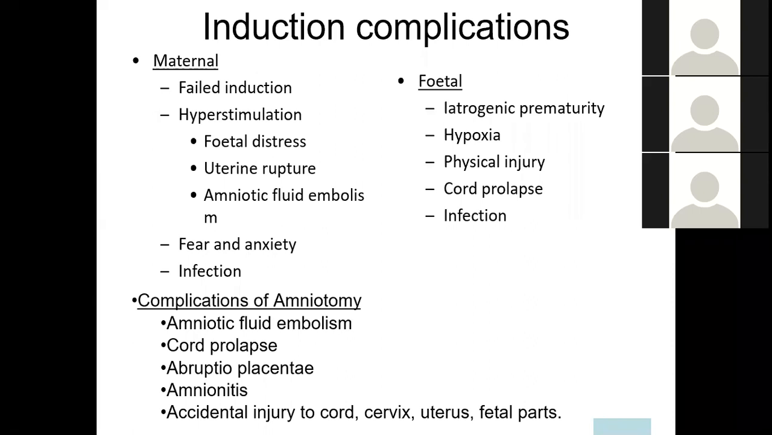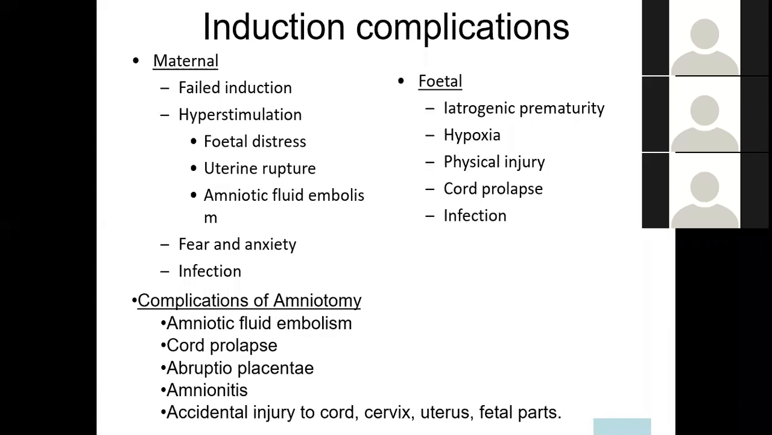And finally, the complications of amniotomy, which is artificial rupture of membranes. We can have amniotic fluid embolism, cord prolapse, abruption of placenta, amnionitis, and accidental injury to the cord, cervix, uterus, or fetal parts. That marks the end of my presentation. So any questions before Prof takes over?